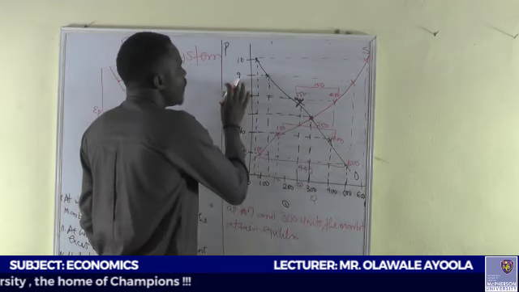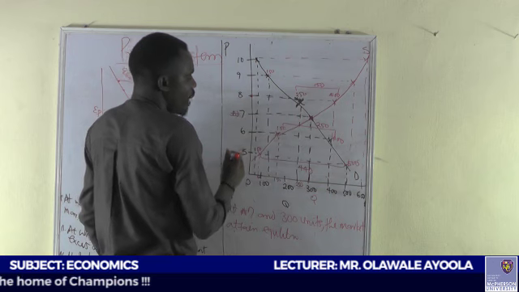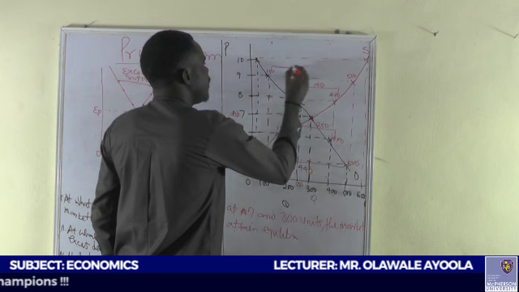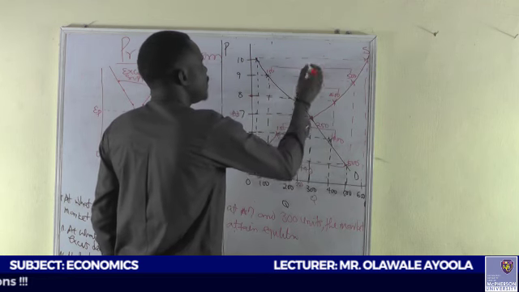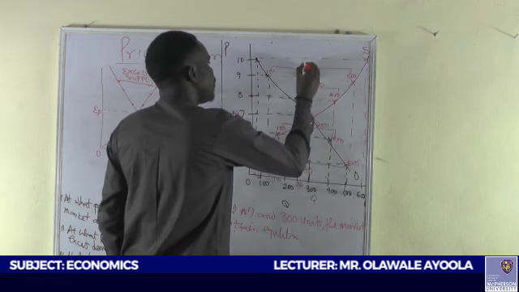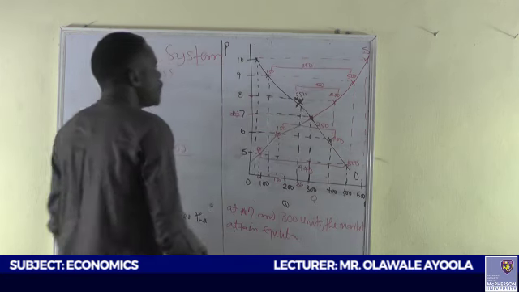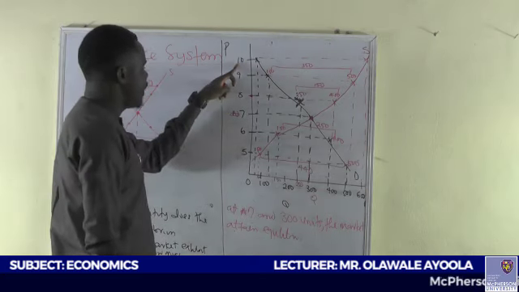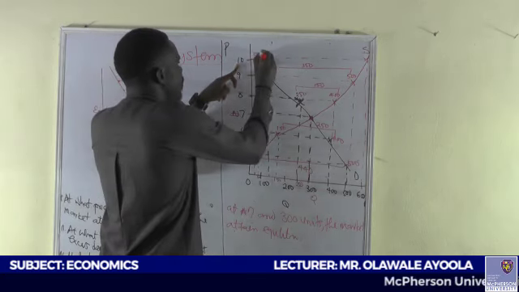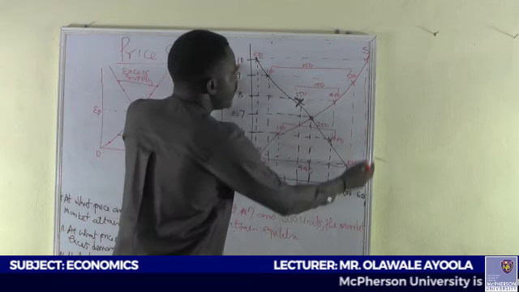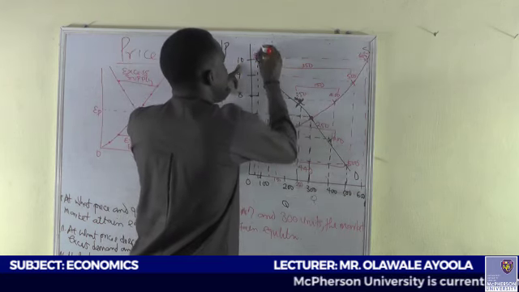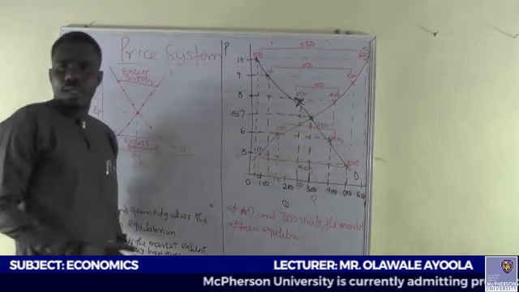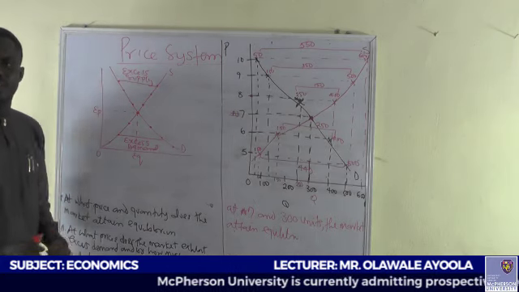Also, at 9, the value of demand is 150, while the value of supply is 500. Then the excess supply is 350. Right? Good. Lastly, at 10, the value of demand is 50, while the value of supply is 600. Then the excess supply is 550. So that answers question 1, question 2, and question 3.